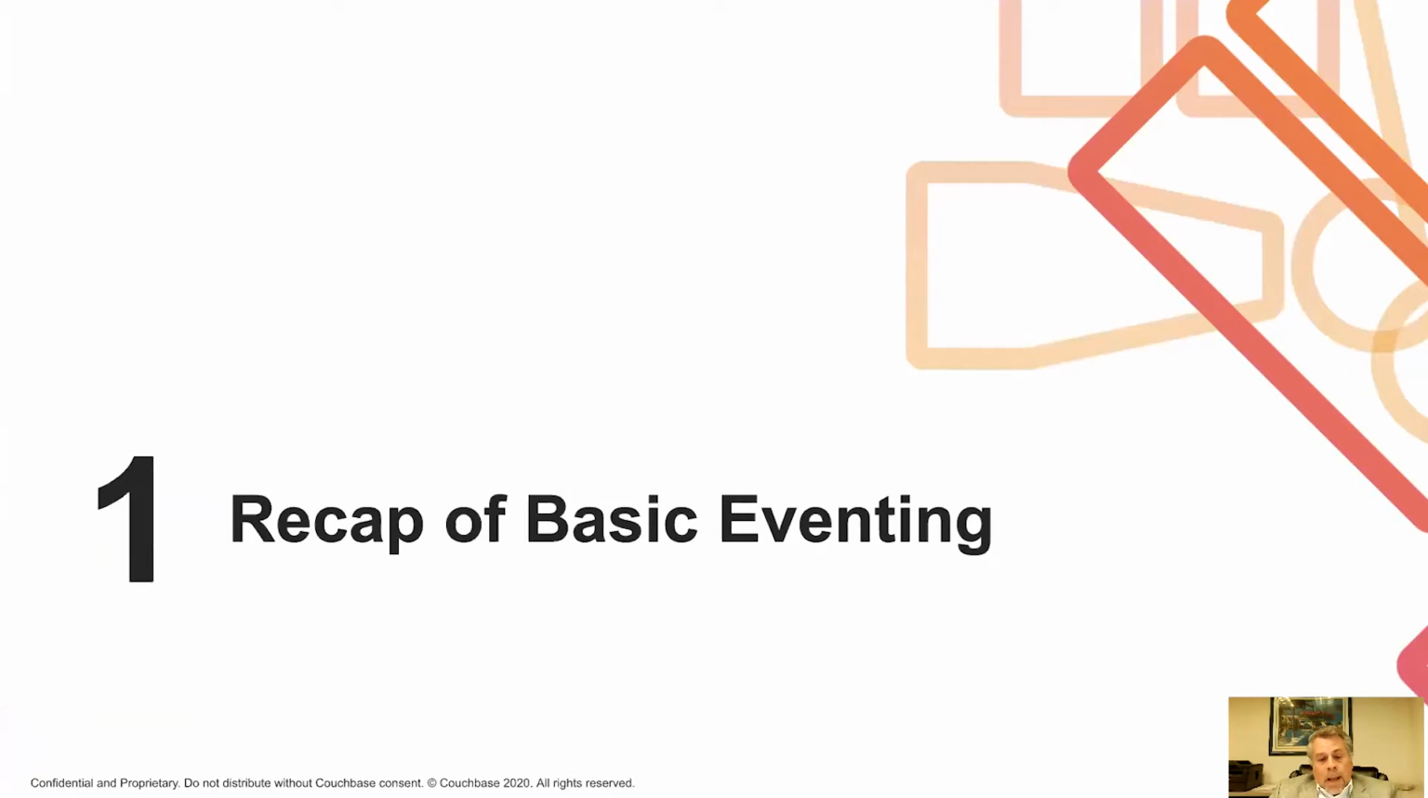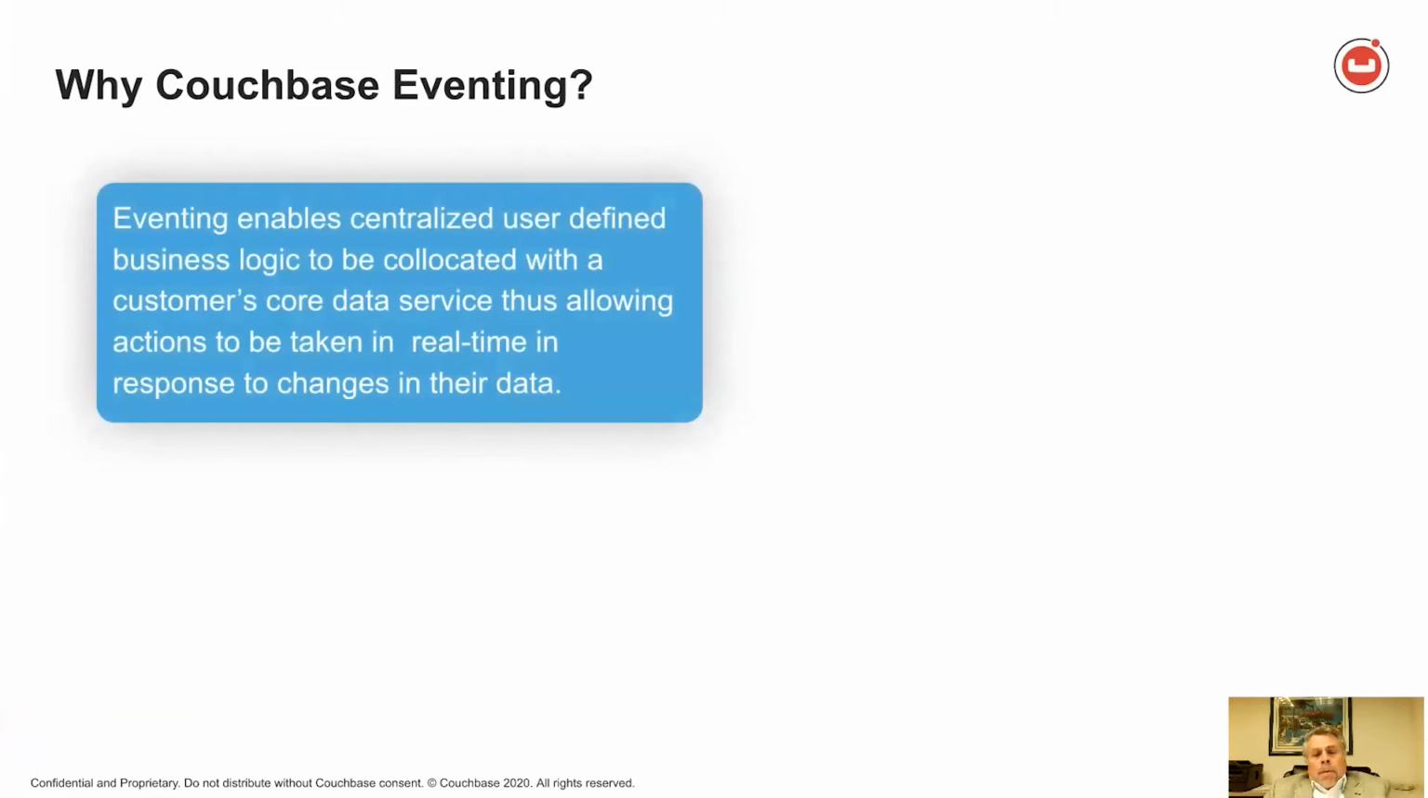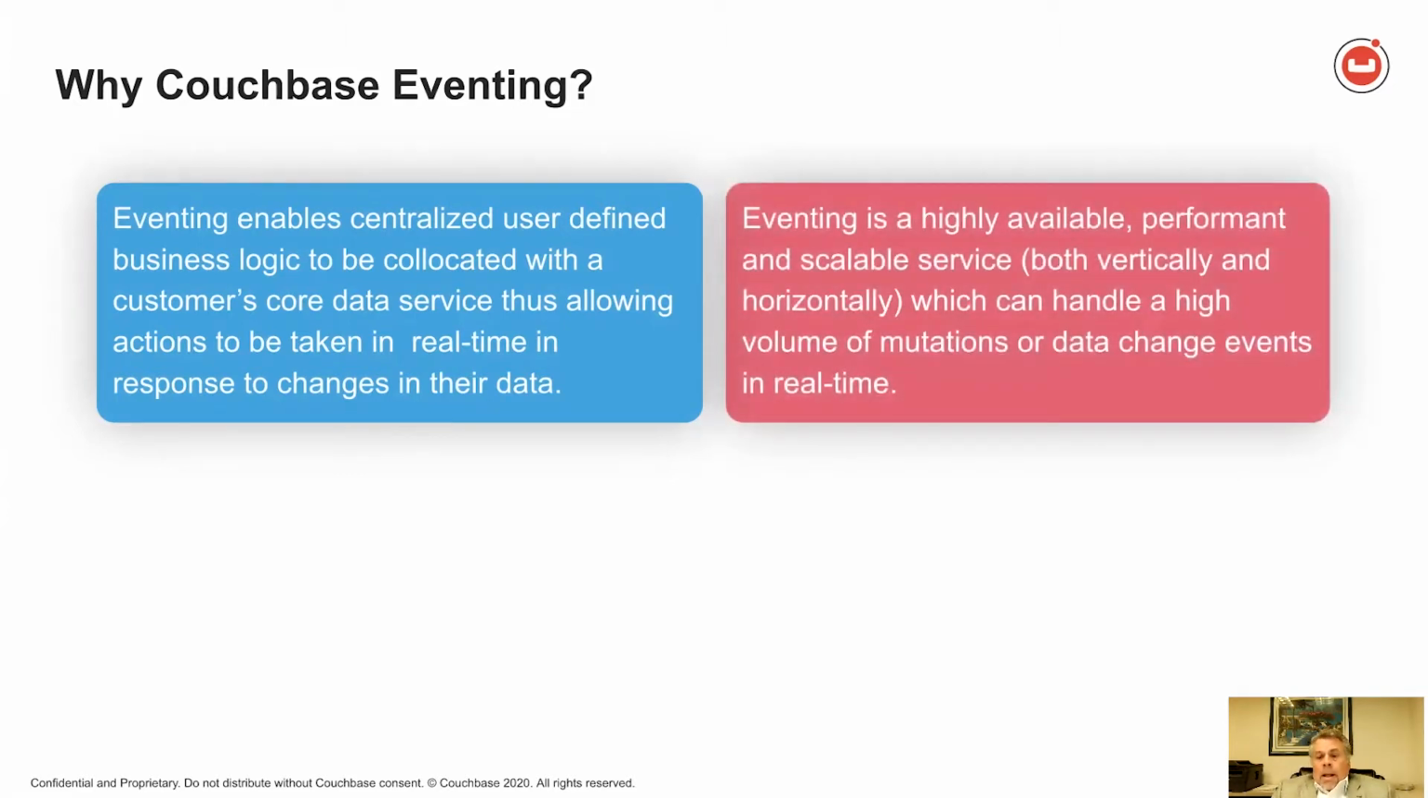So, a recap of what eventing is. Why do we do eventing in Couchbase? It's akin to triggers that you might find in an Oracle database. The key thing is that we centralize your business logic, and it's co-located with your core data service, okay? And actions are taken in real time in response to changes in your data, or in Couchbase's parlance, mutations. It's highly available, it's performant, and it's scalable both vertically and horizontally. It can handle high volume mutations, hundreds of thousands, if not millions of mutations a second in real time in large clusters.